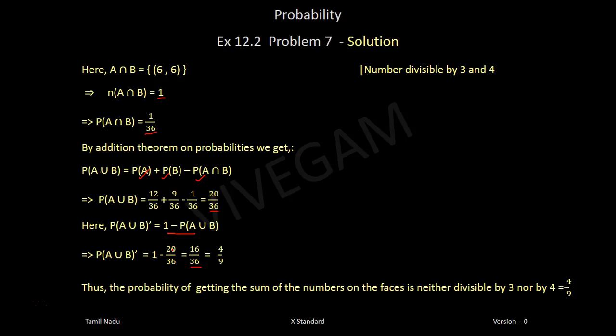36 into 1 is 36. 36 minus 20 is 16. And 4 will go 4 times. 4 will go 9 times. So the value is 4 by 9. Thus, the probability of getting the sum of numbers on the faces neither divisible by 3 nor by 4 is 4 by 9. If they ask divisible by 3 or 4, this is the answer. If they say not divisible, subtract this value from 1. Then you get 16 by 36, which is 4 by 9.